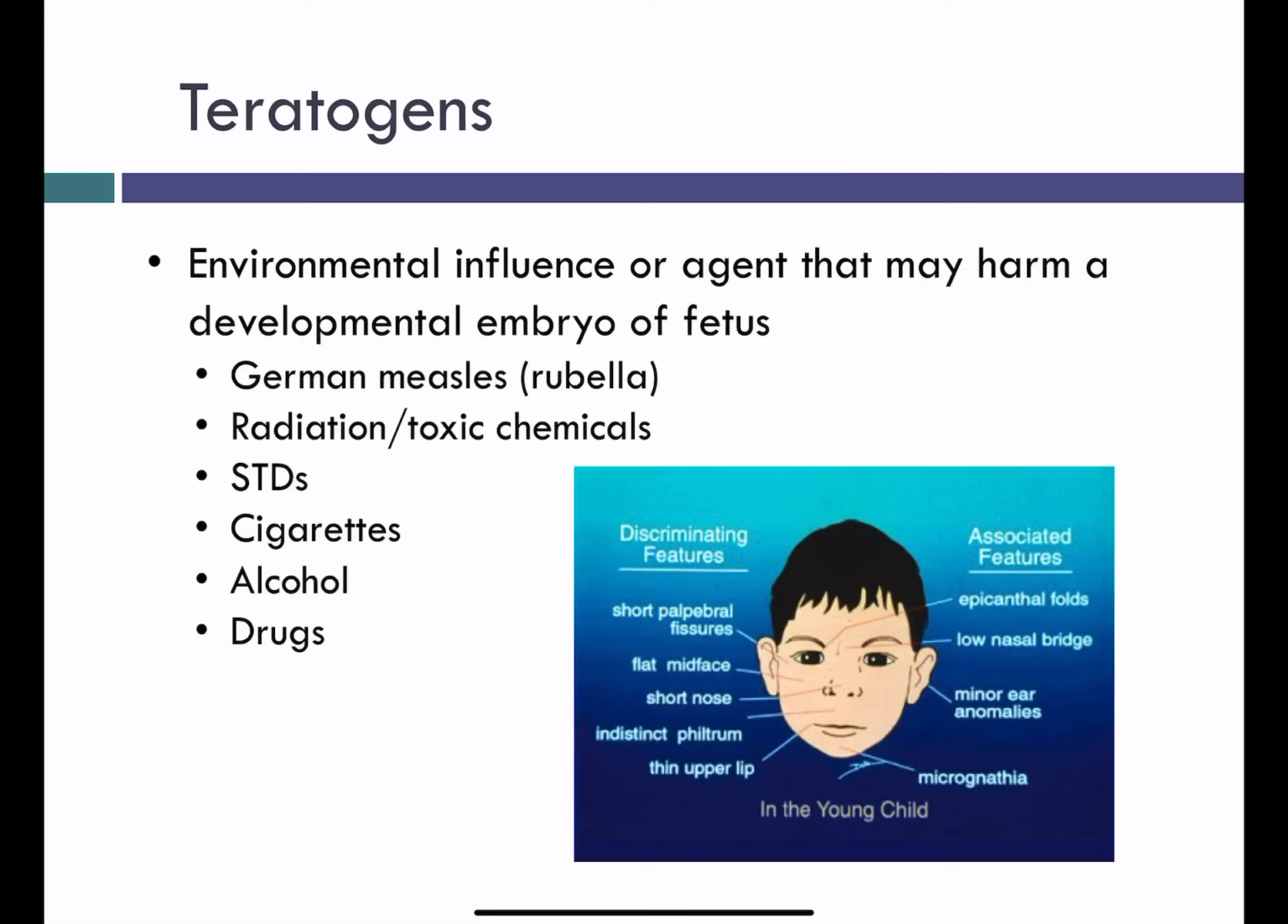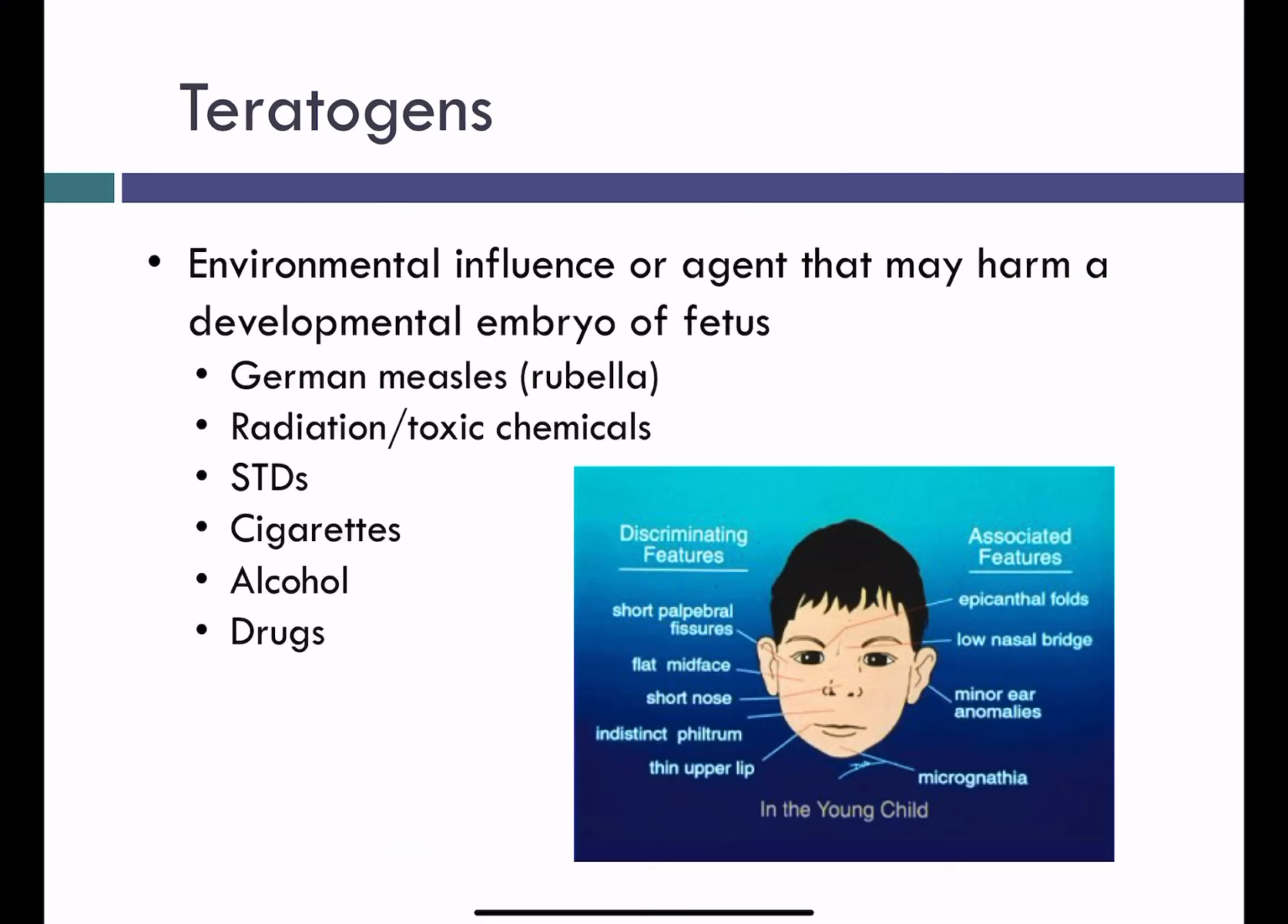So teratogens are any kind of environmental agent that can affect the development of the fetus. There are so many of them. German measles is less of an issue now because we have vaccinations, but it used to create significant problems in terms of deafness, intellectual disability, and heart problems.